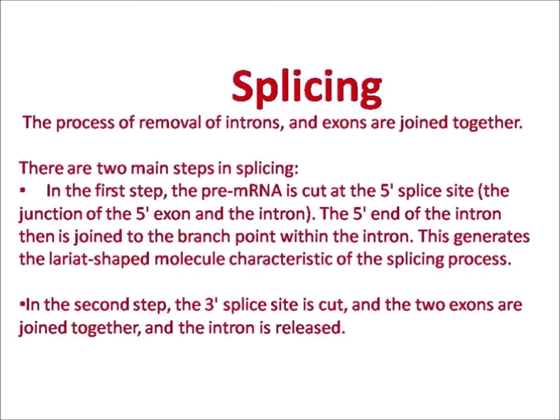Splicing. The process of removal of introns, and the exons are joined together. There are two main steps in splicing. In the first step, the pre-mRNA is cut at the 5' splice site, the junction of the 5' exon and the intron. The 5' end of the intron then is joined to the branch point within the intron. This generates a lariat-shaped molecule characteristic of the splicing process. In the second step, the 3' splice site is cut and the two exons are joined together and the intron is released.